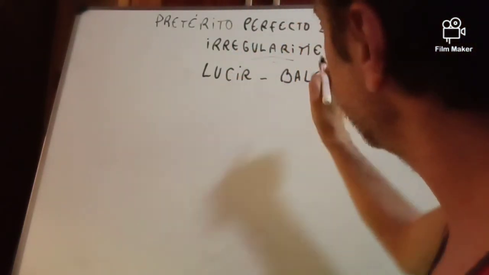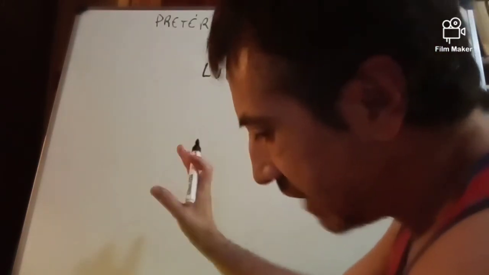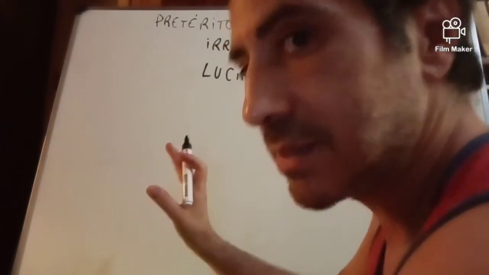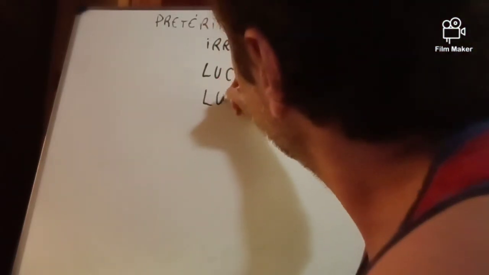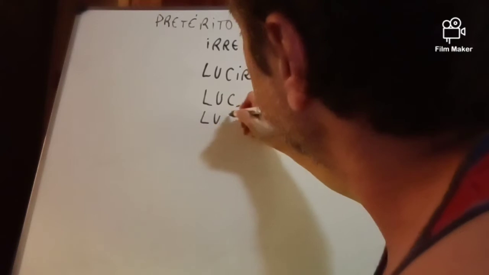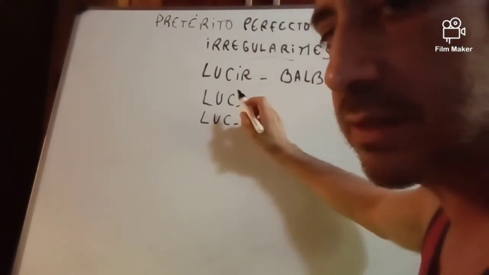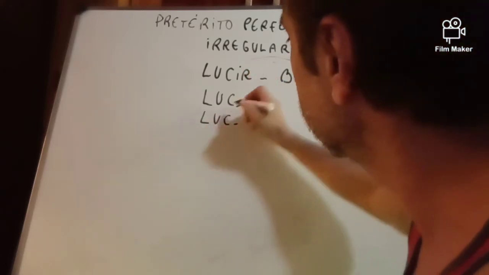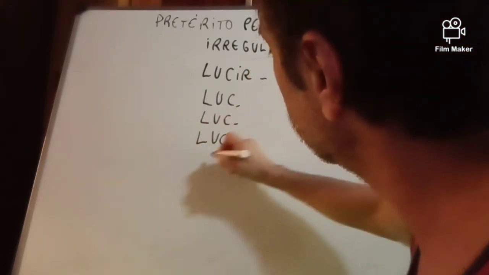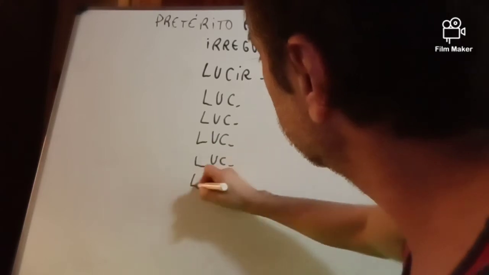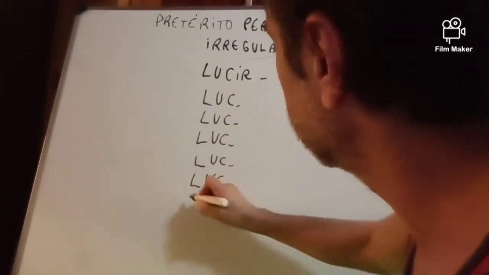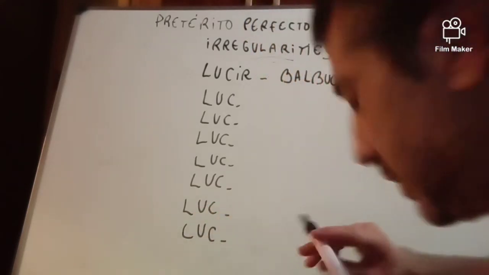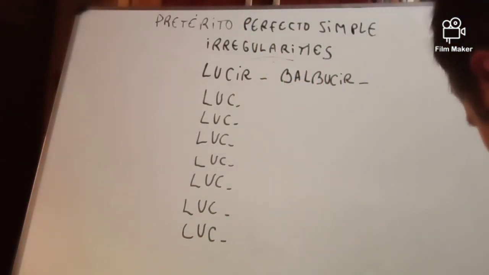And they keep the same regularity for the subjunctive mood in the past when we see it. So the root will be luc, luc. I mean, I say luc because I know that what follows is a vowel. Luc, luc, luc, luc, luc, and luc. Let's see the endings.